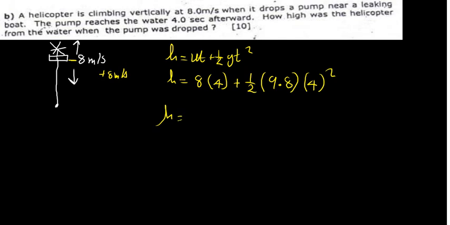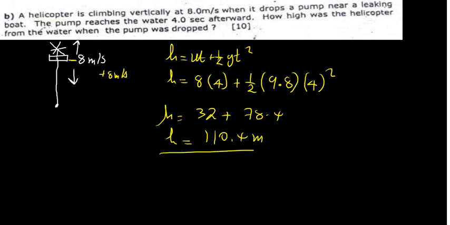8 multiplied by 4, that is going to give us 32, plus half multiplied by 9.8, that is 4.9, then multiplied by 4 squared, which is going to be 78.4. So we get to add those two, 78.4 plus 32, that is going to give us 110.4 meters. So that is the height of the fall here.